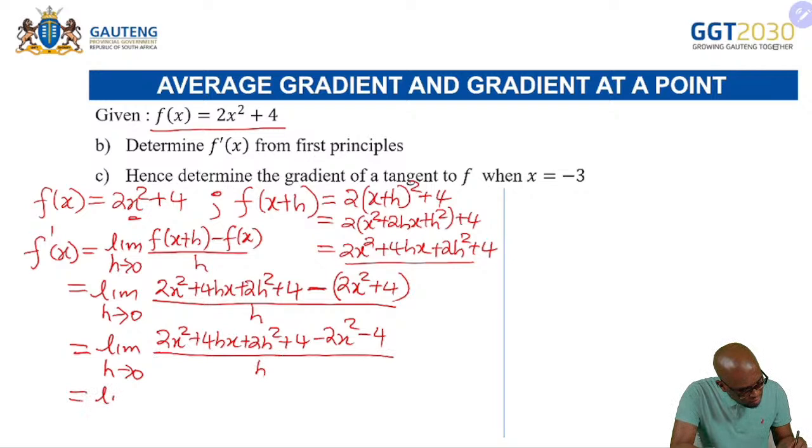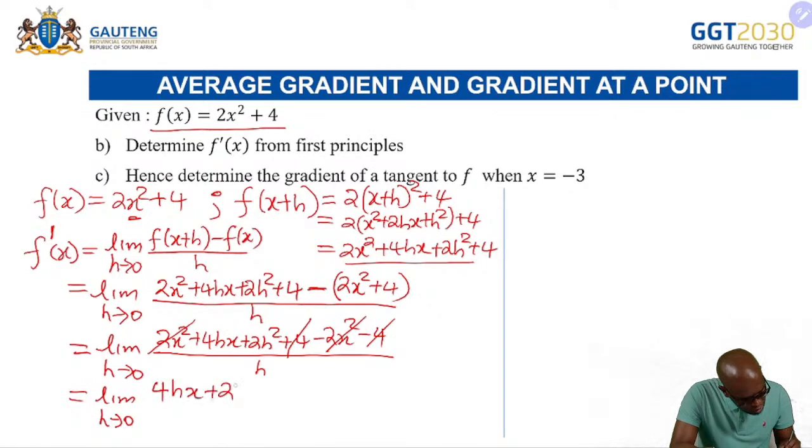Now if we simplify this, this would be the limit as h tends to 0 of, you see 2x squared and 2x squared are going to subtract out. Positive 4 and negative 4 are going to subtract out. So we're going to have the limit as h tends to 0 of, remember this is f prime of x, it's not f of x. So this would be 4hx plus 2h squared over h.